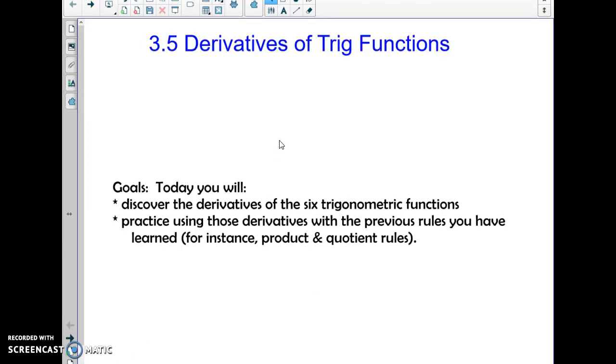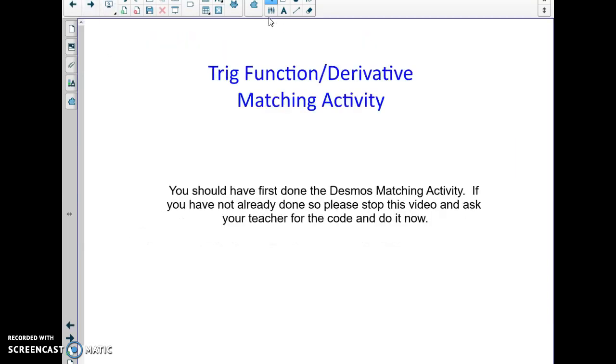Hey everyone, you should have just finished the quiz in class, and now we're going to be focusing on section 3.5, derivatives of trig functions. So the first thing you're going to do, if you haven't already done it, you should be doing it now, is the decimals matching activity. You want to try that first, and once you've tried it, then you can come back to the video. If you haven't done it yet, ask the teacher for a code, stop the video, go do the decimals with the code, and then come back.